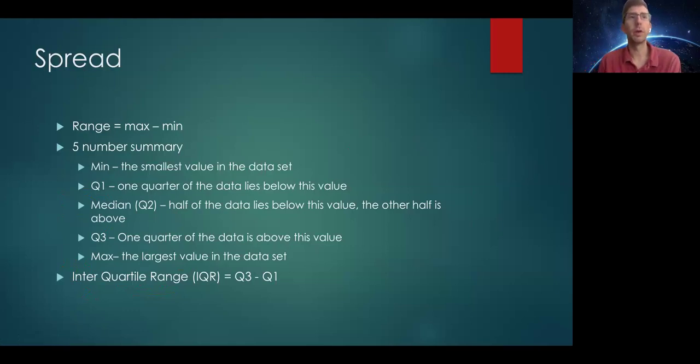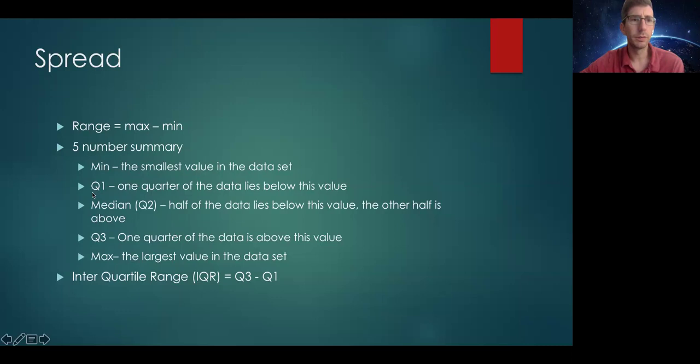Okay, our spread, right? This is how spread out is our data, how far apart is it, how close together is it, and so on. There's a few ways that we can measure the spread of our data. We can take the range, which is just the maximum value, subtract it from the minimum value, to get our range. There's something else called a 5-number summary. This consists of the minimum value and the maximum value, which is what we've used to calculate our range. So the smallest value in the data set and the largest value in the data set.